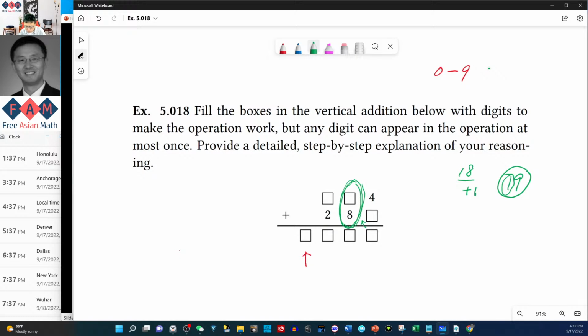So at any given place, the carrying will be at most 1. That means the local addition, the 2 digits you add up plus the carrying from the previous digit, would be at most 19. So that suggests that this digit must be 1.